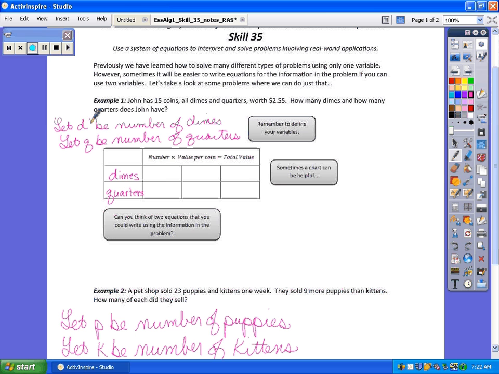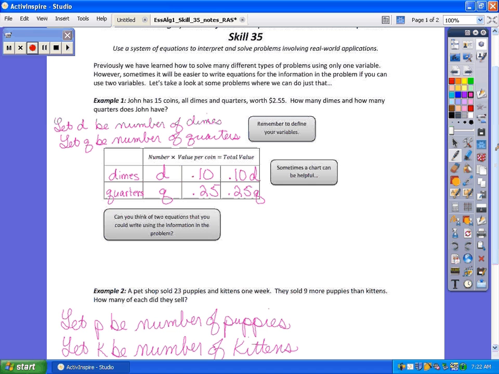Dimes and quarters. I have D dimes, Q quarters. A dime is worth 10 cents. A quarter is worth 25 cents. So the total value is 0.1 D and 0.25 Q. So now I'm ready to write my two equations.